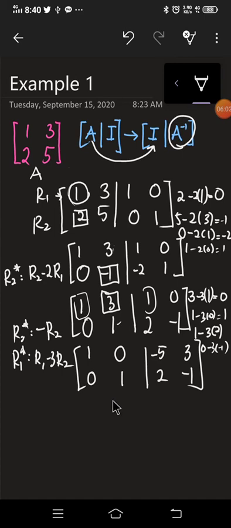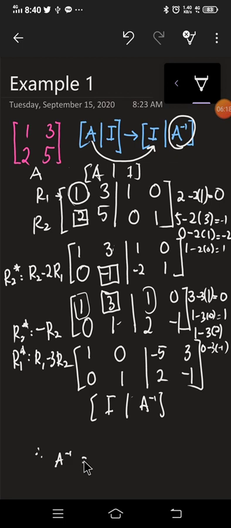Now what we get on the left side is the identity. So if here is A and the identity, then we get the identity on the left side, and the right side should be our A inverse. So what is our A inverse? A inverse is equal to negative 5, 3, 2, negative 1. This is our answer for A inverse for this example.